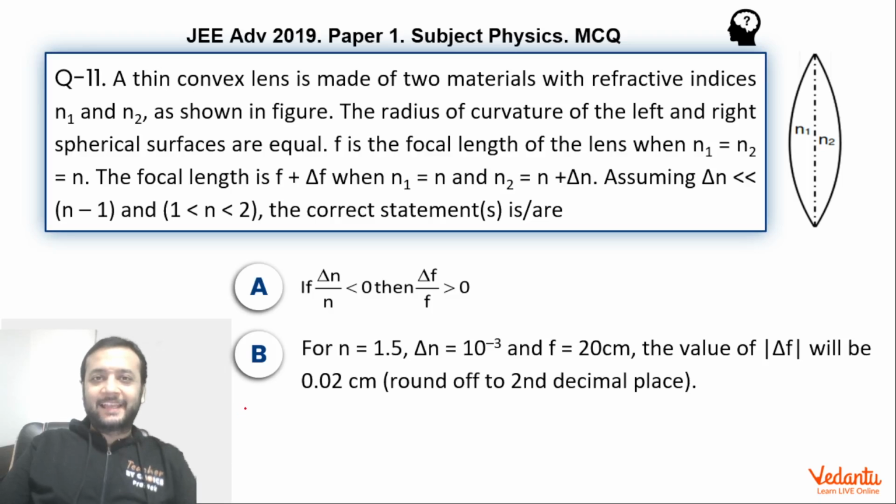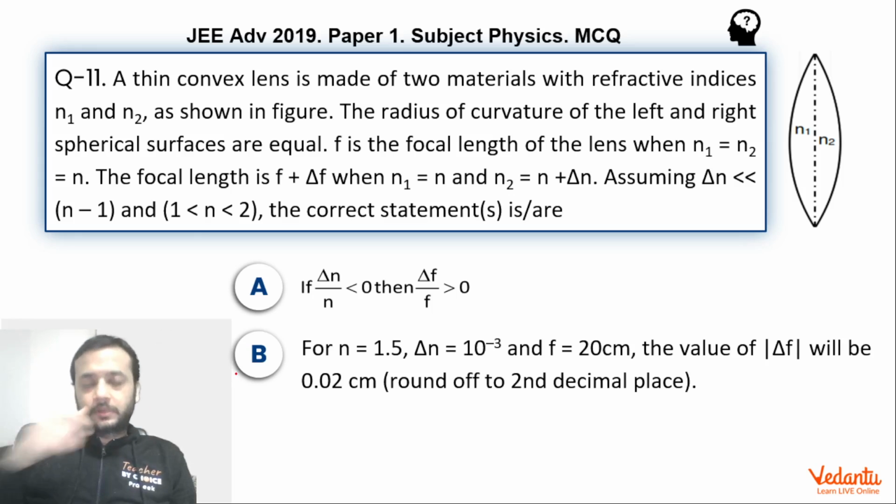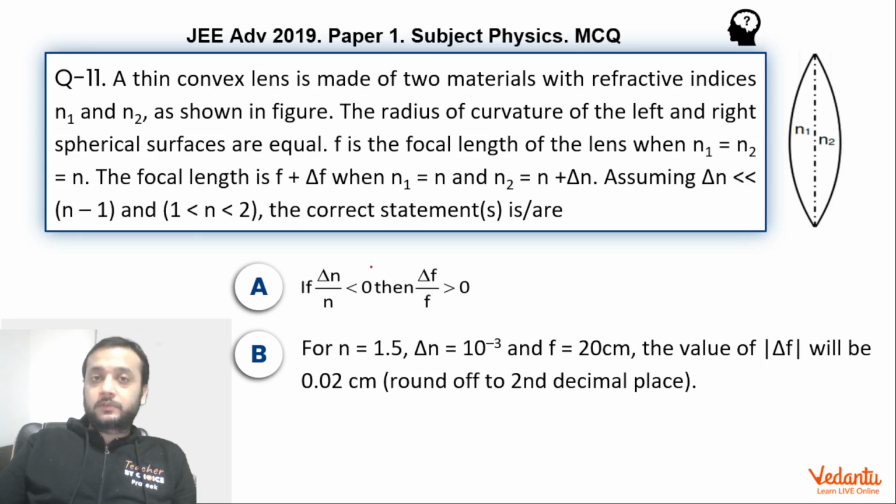Hi dear students, let's see this question that came in JEE Advanced, Paper 1, Physics in the year 2019. The question was from the topic of optics, and this was on the marking scheme of multiple choice correct. This was based precisely on the topic of lenses, and this was one of the better questions in the paper. Some of the students found difficulty in this, and hence they left out this question.